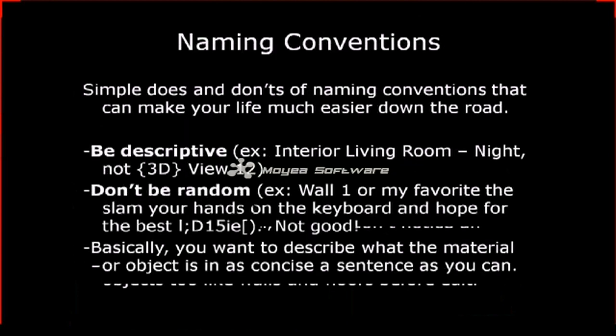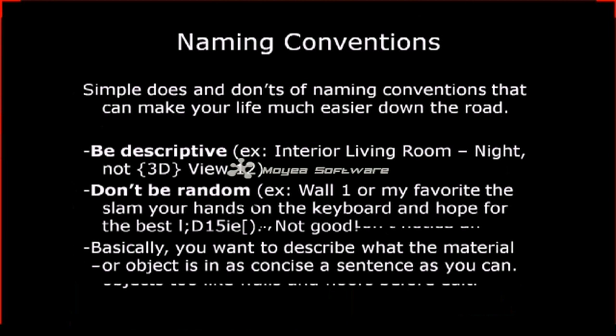But naming conventions, this is kind of a funny part. Simple do's and don'ts naming conventions that make your life a little bit easier. Be descriptive is the first point. Example, interior living room night. That's a descriptive name. Not 3D view 12, which is Revit's generic name for something like a render. It's going to say 3D view in whichever one it is, and you're not going to have a clue what that is once you get 80 renderings in a project, or 50 renderings. You're not going to have a clue.